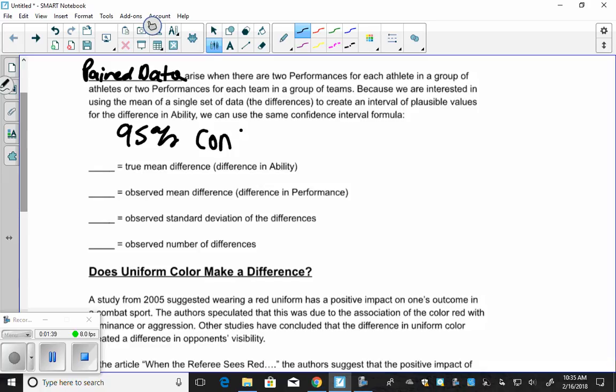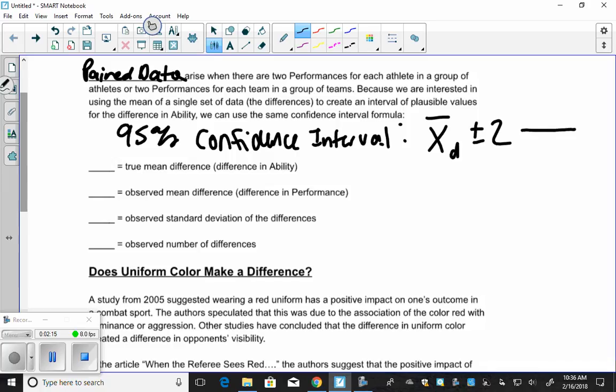confidence interval is X bar with the little d in the subscript, plus or minus 2 multiplied by S with the little subscript d, over the square root of n with a little d.